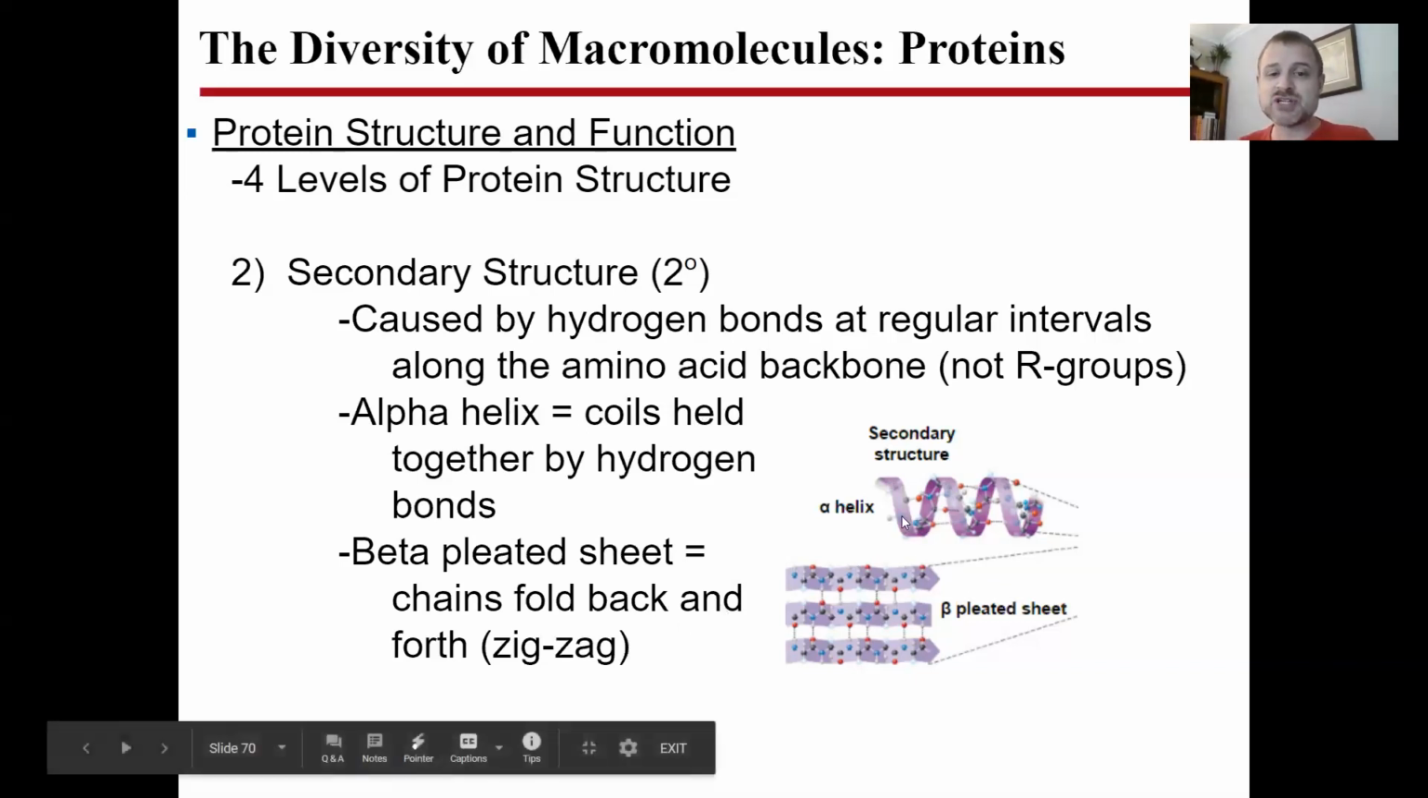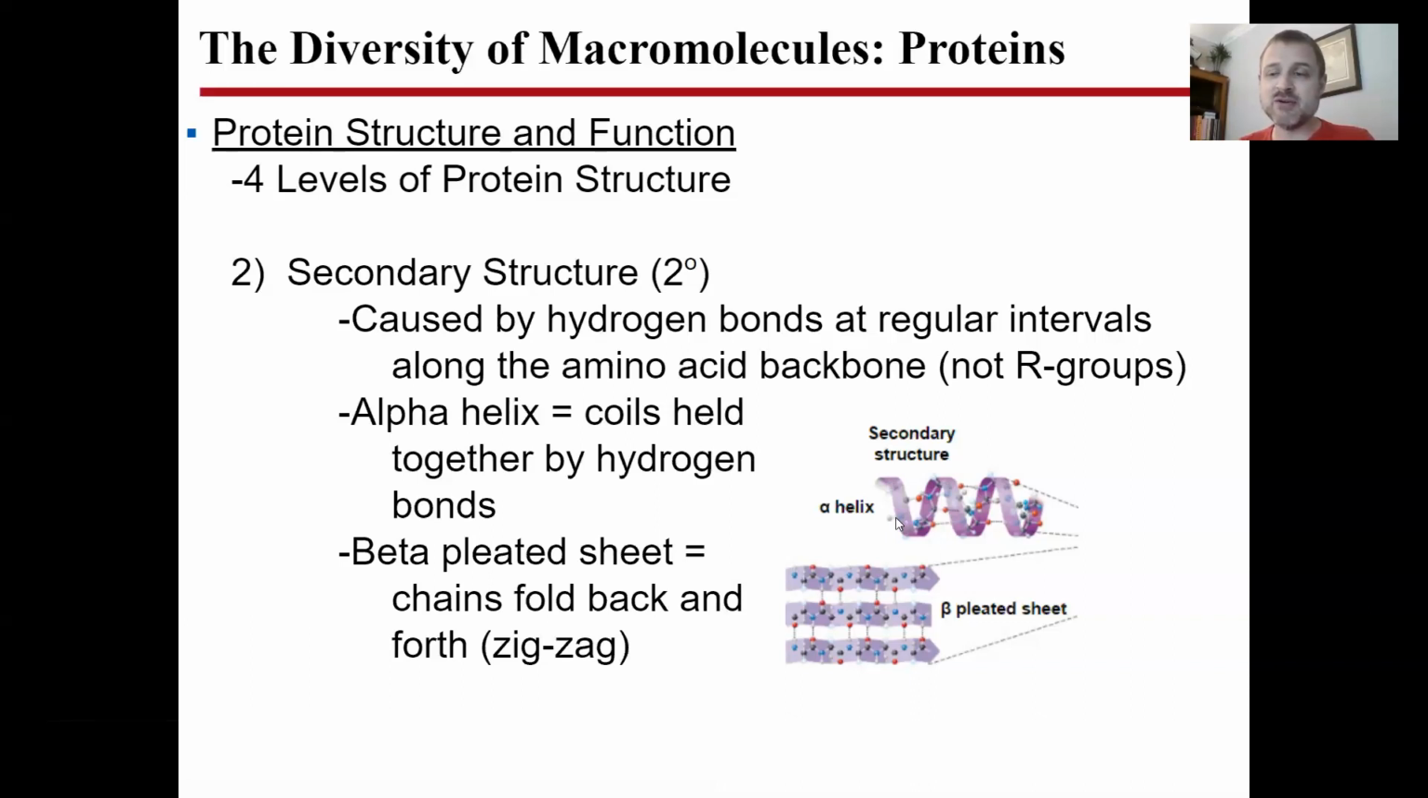These two structures are formed by interactions between the amino group and the carboxylic acid group. The secondary structure does not involve the R groups. It involves just the backbone. And a protein could have multiple alpha helices, beta pleats in different parts of the molecule.